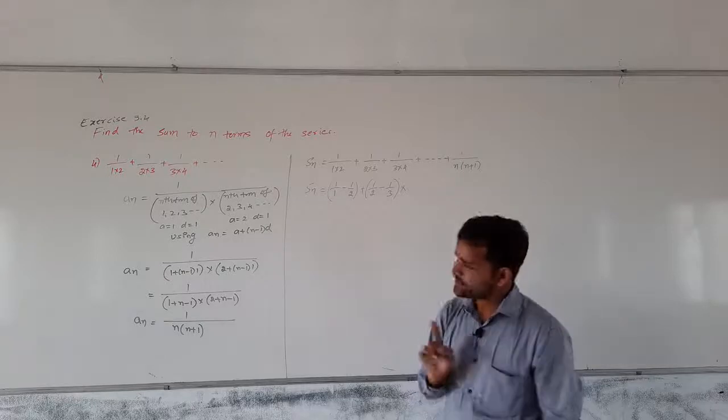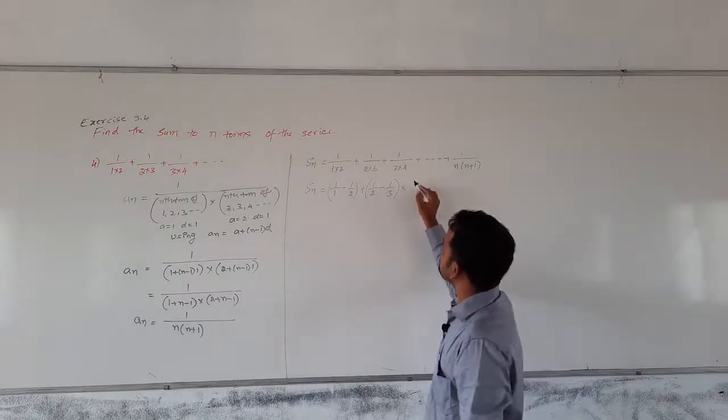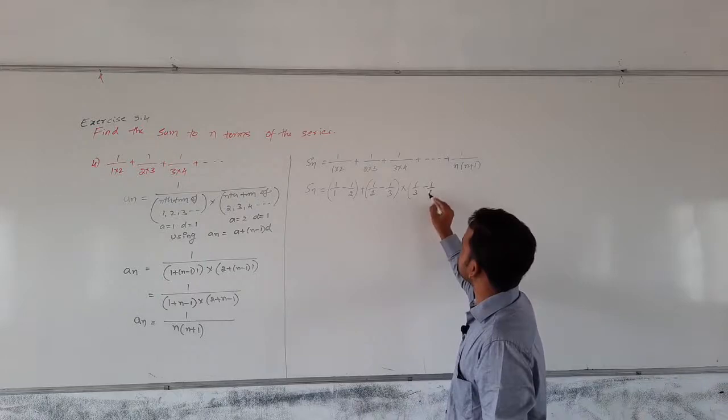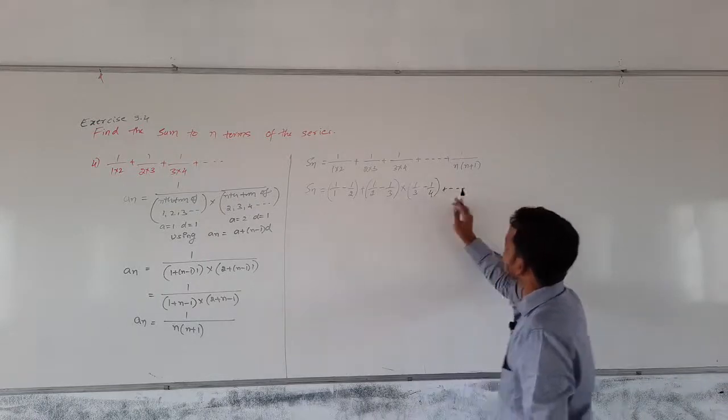Means we are writing it correctly. 1 by 3 into 4 can be written as 1 by 3 minus 1 by 4. So on it goes like this.